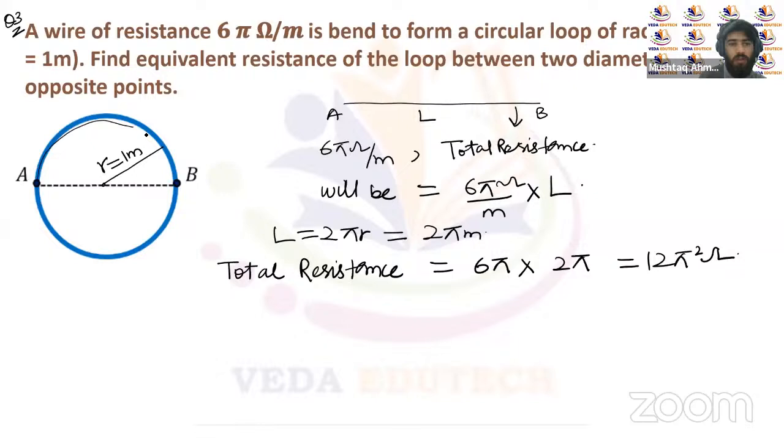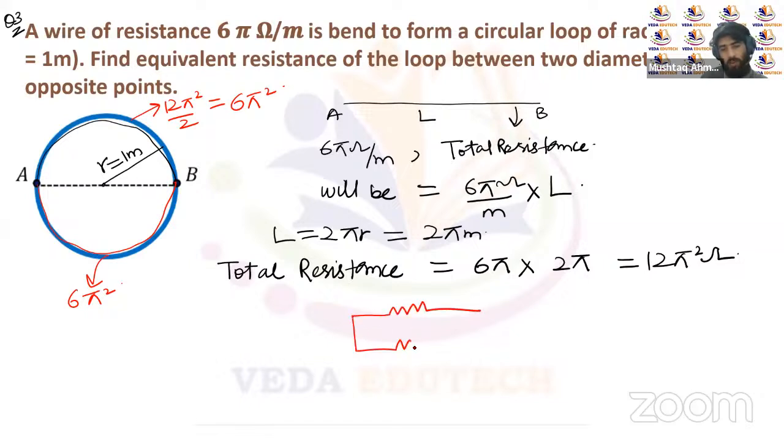Now between A and B we have this upper semicircle, and then we have the lower semicircular part, right? So for the upper half of the circle, the resistance will be half of the total resistance. Half of the total resistance will be 12 pi square upon 2, that will be equal to 6 pi square. And the lower half will also have the resistance equal to 6 pi square. And you can see that we can just replace the upper half and lower half of the circle with resistors, and there are common points A and B.